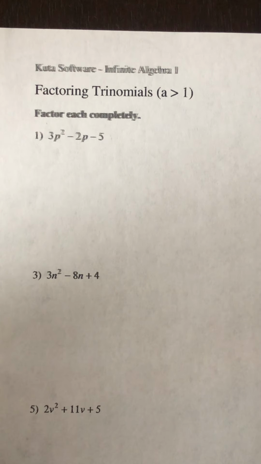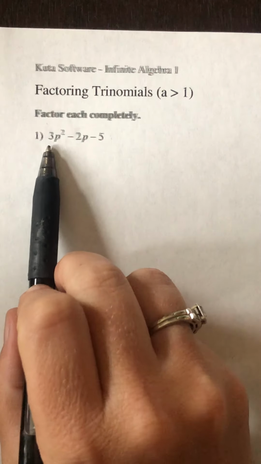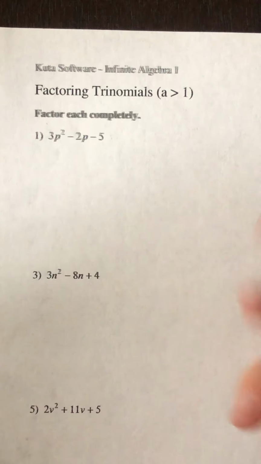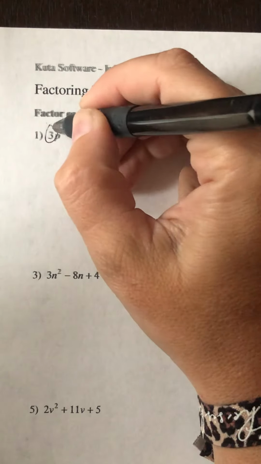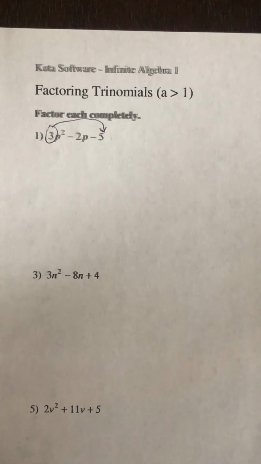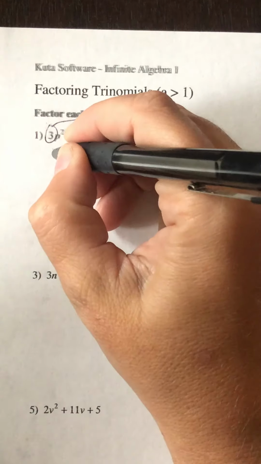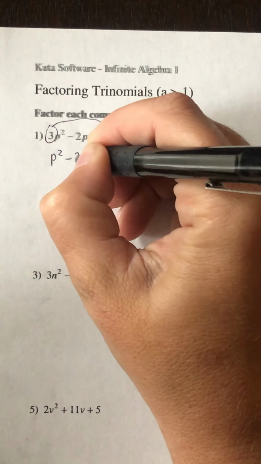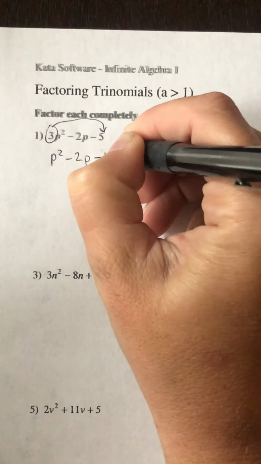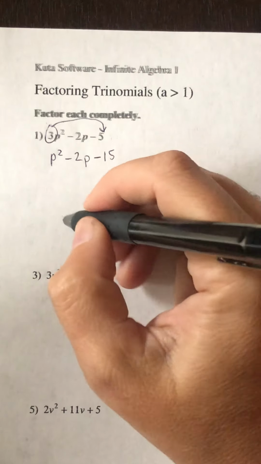All right, part 2. So this is factoring trinomials when a is bigger than 1. So we're going to have a different number here. What we're going to do first, take that number. We don't want it there, so we're going to multiply it by this number. And we're going to rewrite. So we're going to rewrite this as p squared minus 2p minus 15. And we're going to factor that.